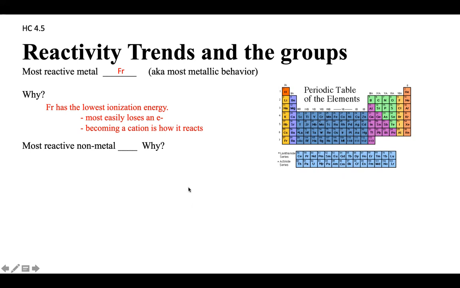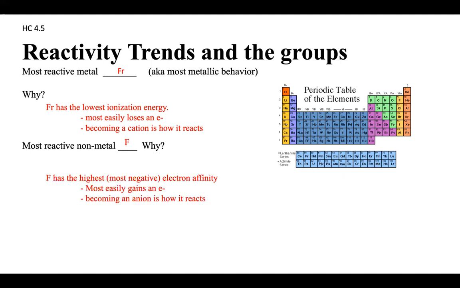So the most reactive nonmetal is fluorine. Why is fluorine the most reactive nonmetal? Well, it has the highest or most negative electron affinity. So it most easily gains an electron to become an anion. And just like we said with the metal, the way a nonmetal becomes reactive is it forms an anion. Okay.